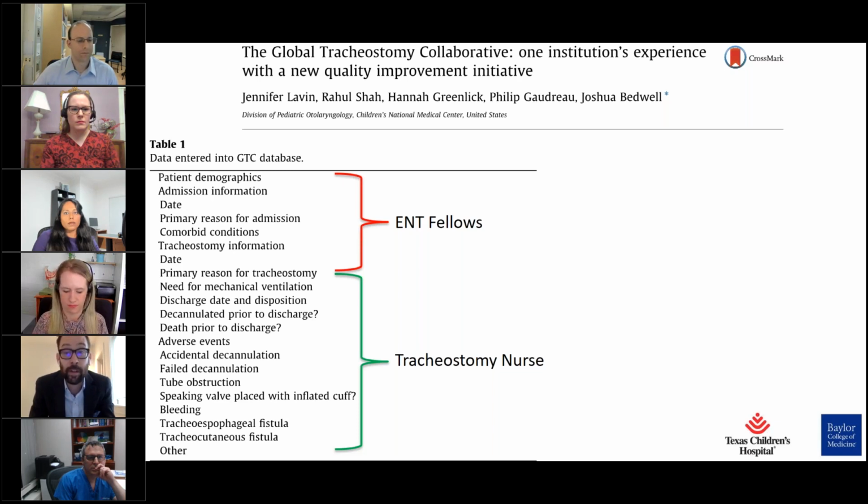We found that a side benefit of this collaborative data entry approach was that there was improved communication between our inpatient otolaryngology team and our tracheostomy nurse. And that improved communication ultimately led to identifying other improvement targets, including the development of a standardized care and education pathway that was ultimately found to reduce stomal complications, among other things.